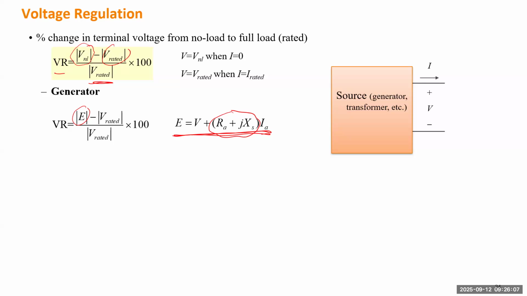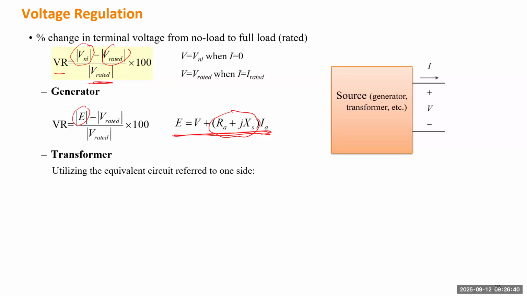For instance, if you can reduce the leakage flux, that can reduce the synchronous reactance. If you use better material to reduce the loss of the generator, that can decrease the RA, right? So that will reduce impedance. When you reduce that internal impedance, the terminal voltage becomes close to the E inside of the source.